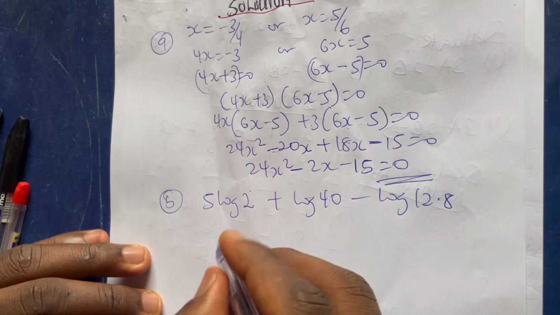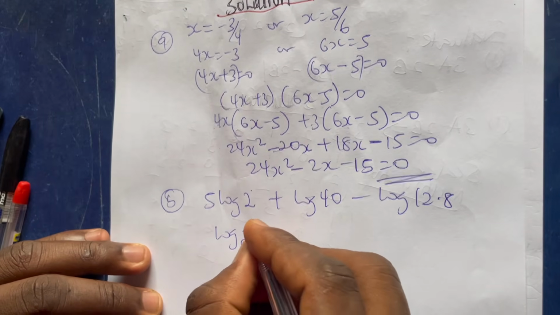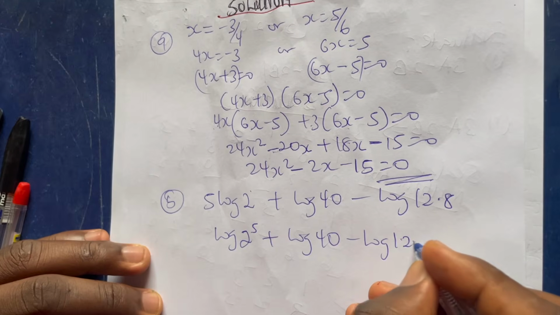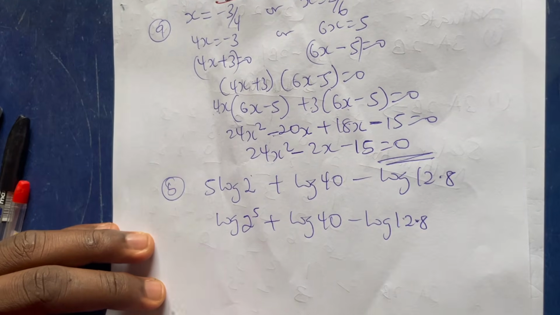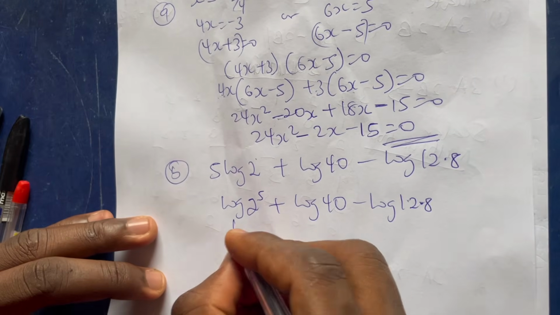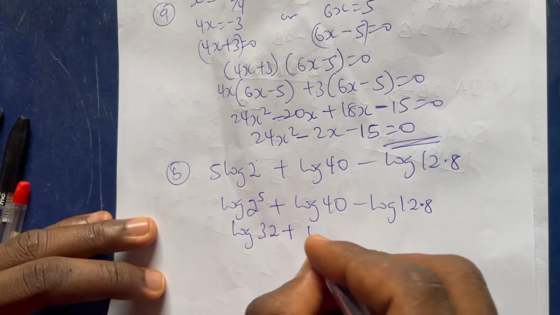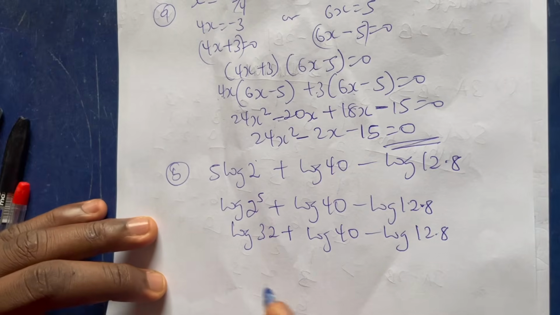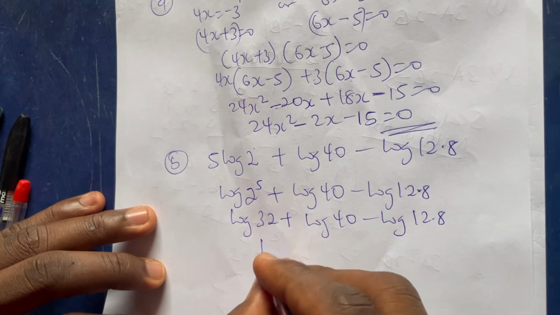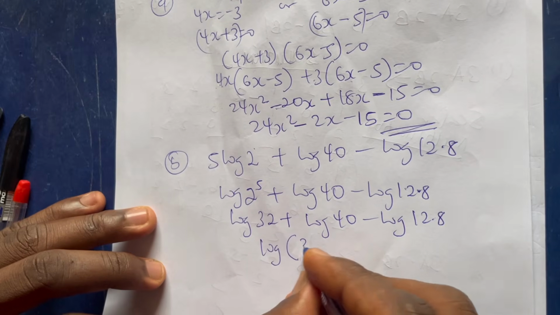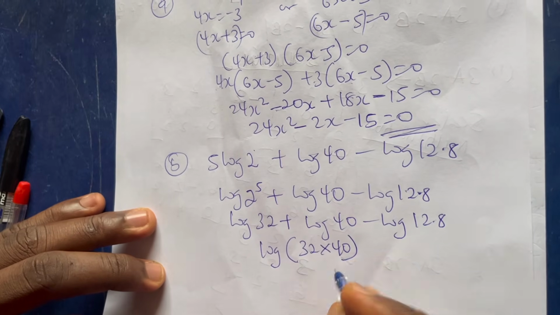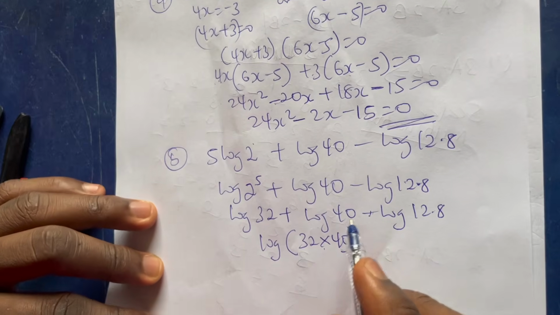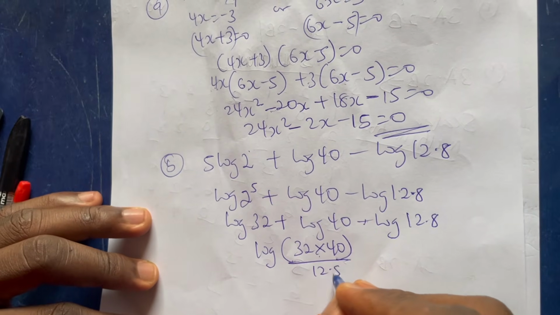Allow this to be the power of 2. That will be log 2 raised to power 5 plus log 40 minus log 12.8. So 2 raised to power 5 is 32. That will be log 32 plus log 40 minus log 12.8. So from the rule of logarithms, this will be log in brackets 32 times 40. Remember that plus changes to times, and minus changes to what? Division. So divided by 12.8.